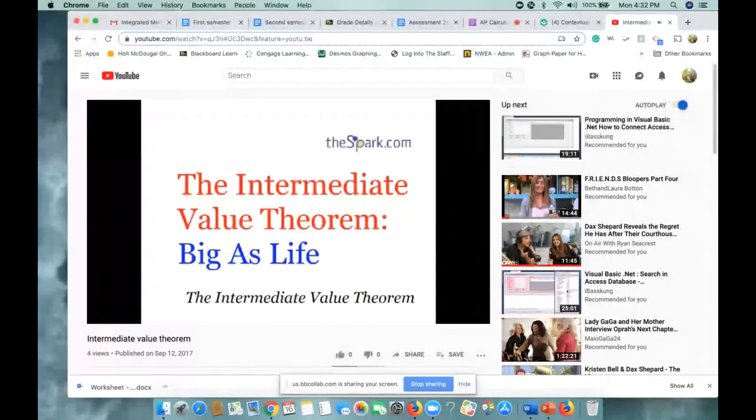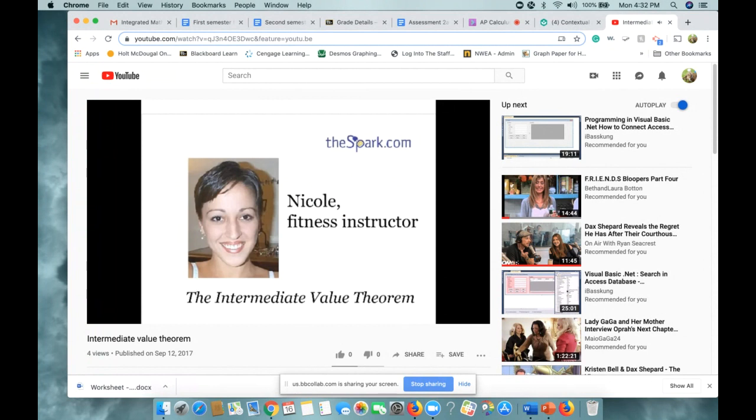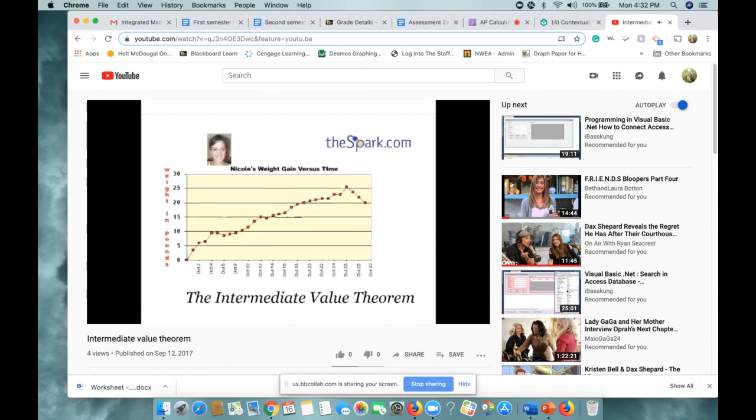As promised, here's a real-life example of the intermediate value theorem. On a website called thespark.com, they held a contest called the Fat Project. You've probably seen posters and billboards that say, lose 30 pounds in 30 days. Well, the Fat Project was an exercise to see if someone could gain 30 pounds in 30 days if they really tried hard. Here's one of the participants in that project. Her name's Nicole. On October 1st, she weighed 121.5 pounds, and her goal by October 31st was to reach 151.5 pounds. Here's her weight gain graph over that time period.